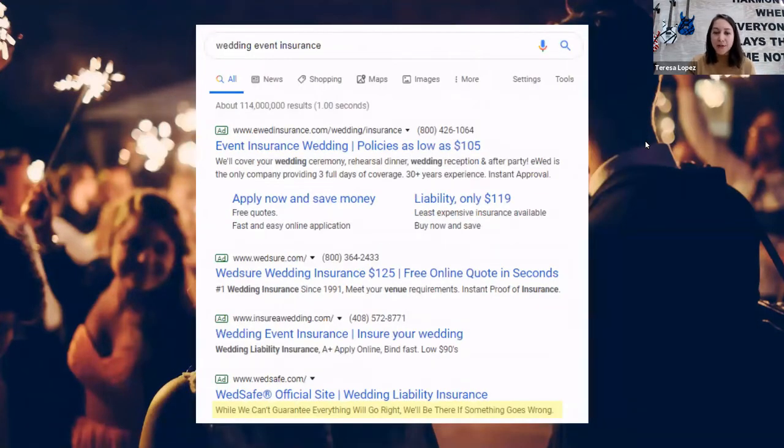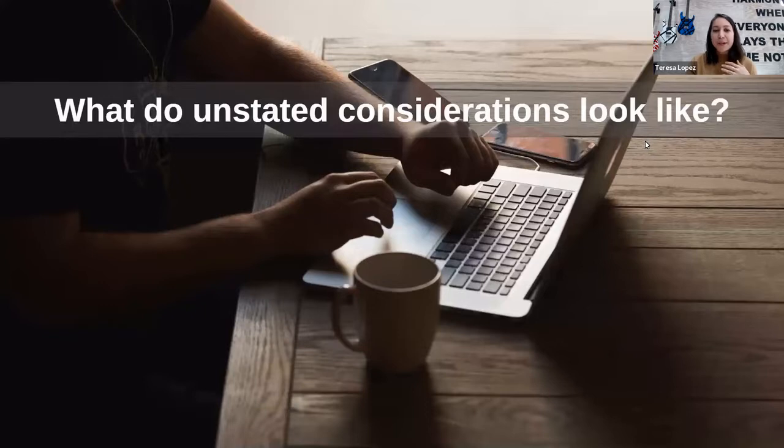And then going back to the original paid search ads, you can see that at the bottom, the last ad does have something that speaks to this, but 1 out of 4 of these is really showing that the paid search marketers of these ads aren't really understanding my needs or keeping them in mind when writing this ad copy. So a couple more examples of what unstated consideration look like.